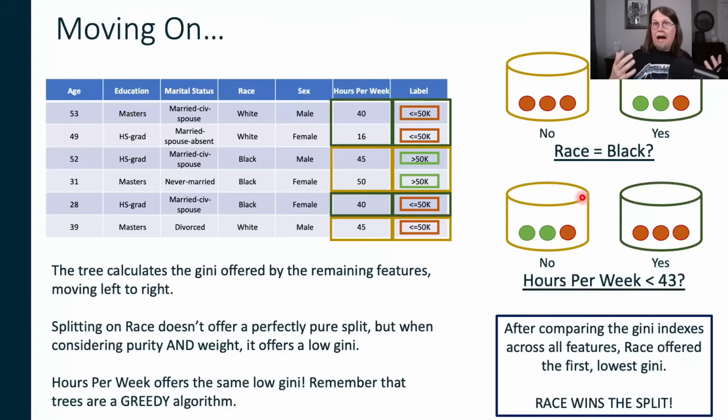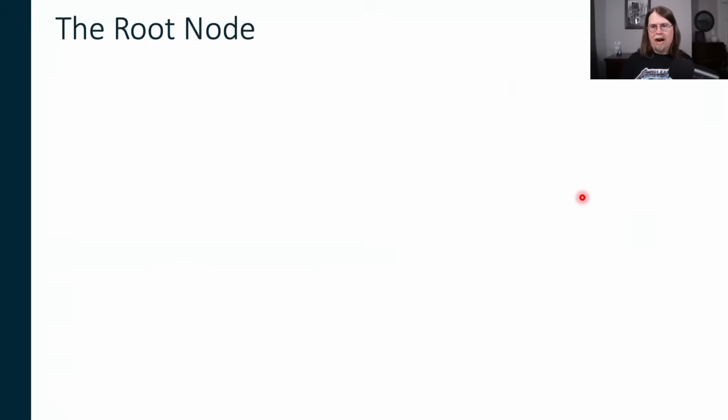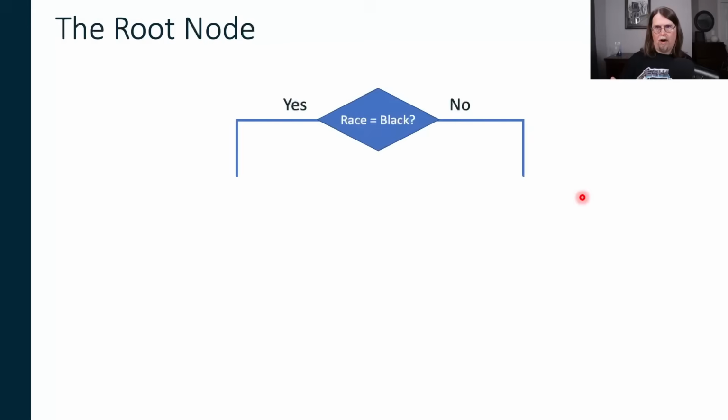So we now have the root node, or the very top of the tree. It started with age, went across all of them, found that race and hours per week were the best features. They were tied. Race was the first one, so that becomes the root node. So graphically, we can represent the tree so far, having learned from the data, like this. Okay? It is the root node. Race equals black.